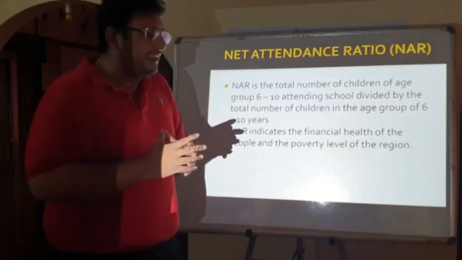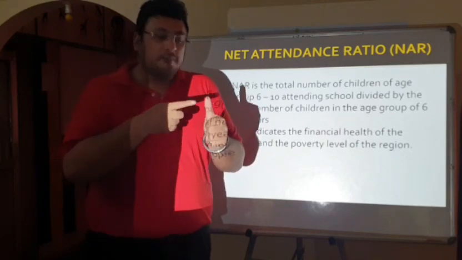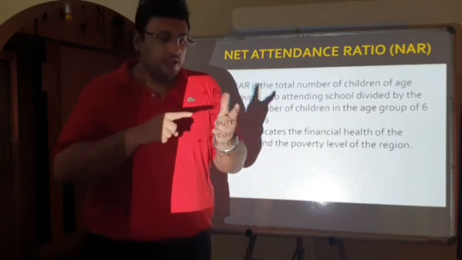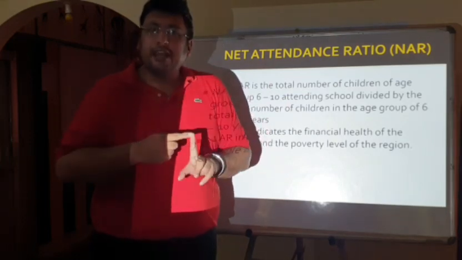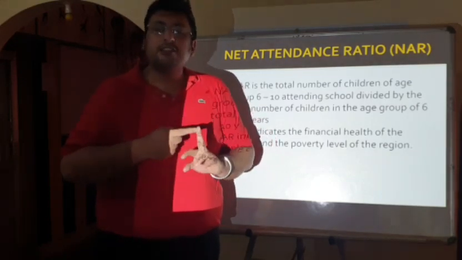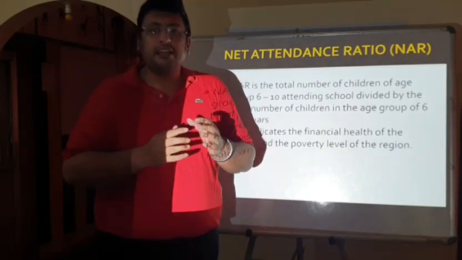So now, final conclusion. How do we compare different countries and states? Number one, on the basis of per capita income or average income. Number two, on the basis of literacy rate. Number three, on the basis of net attendance ratio. And number four, on the basis of infant mortality rate.